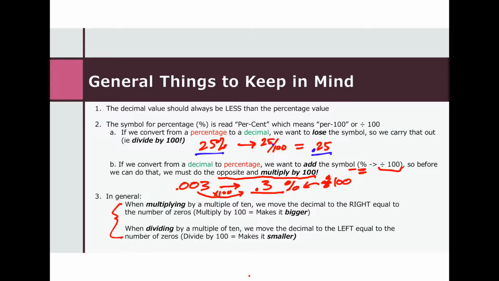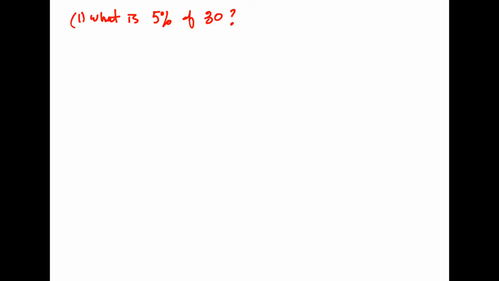And in general also, when we multiply by a multiple of 10, we move the decimal to the right equal to the number of zeros. And for 100, if we multiply by 100, it makes it bigger. And if we divide by a multiple of 10, we're moving the decimal to the left equal to the number of zeros. And so if we divide by 100, it makes it smaller. Those are just general basic things to keep in mind. So let's look at doing some things with percentages.